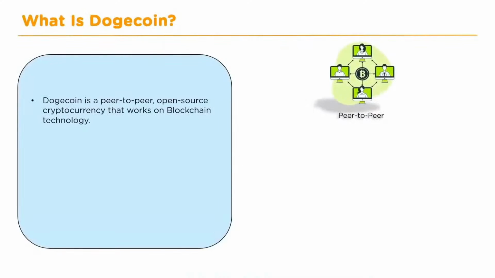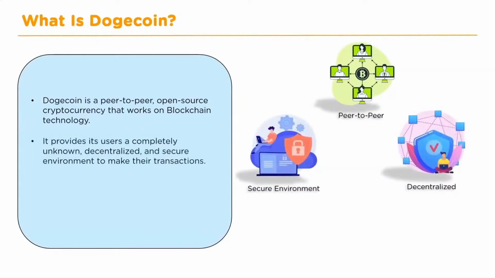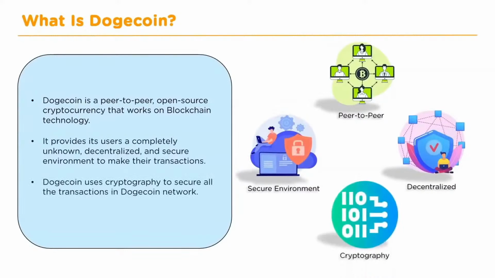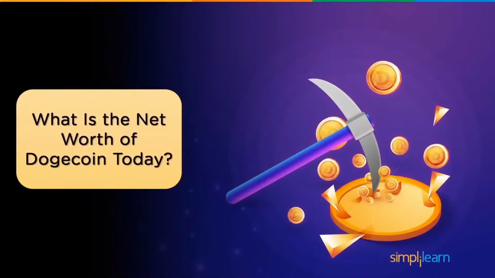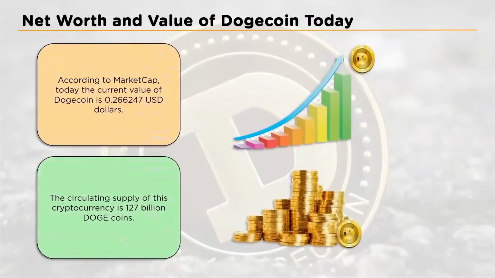Dogecoin is a peer-to-peer open source cryptocurrency that works on blockchain technology. Also, it provides its users a completely anonymous, decentralized, and secure environment, free from any third-party interference, to make their transactions. Dogecoin uses cryptography to secure all its transactions. This makes me curious to know what is the net worth and availability of Dogecoin today. According to market cap, today the current value of Dogecoin is $0.266247 USD. The circulating supply of this cryptocurrency is 127 billion Dogecoin.